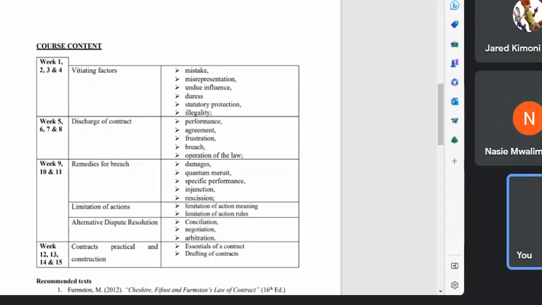Victor? I just have one question. You say that we have two remedies: rescission and damages. What factors affect this rescission? Which factors make rescission to be effective, to be effected?